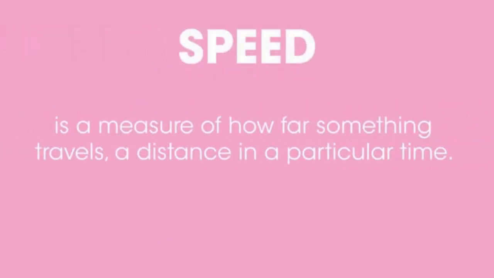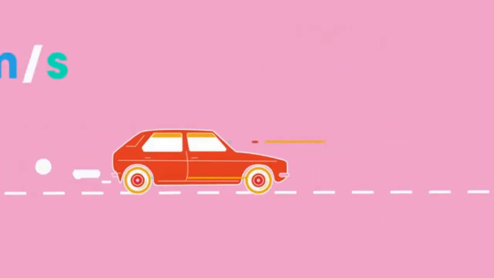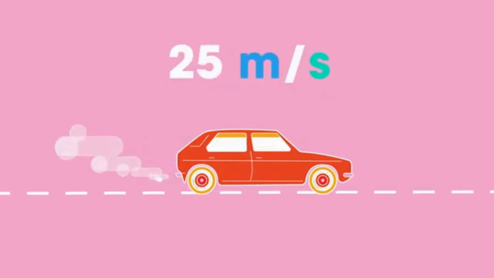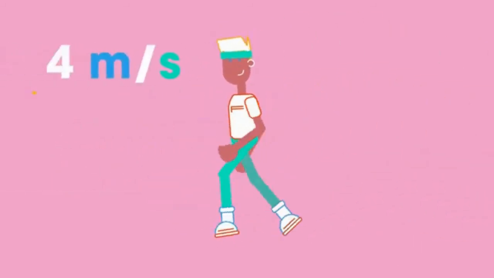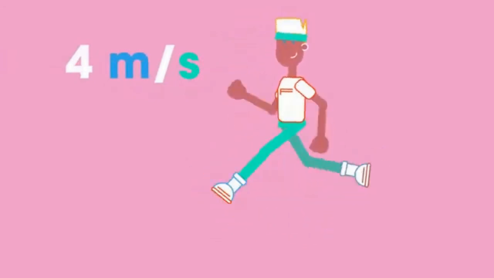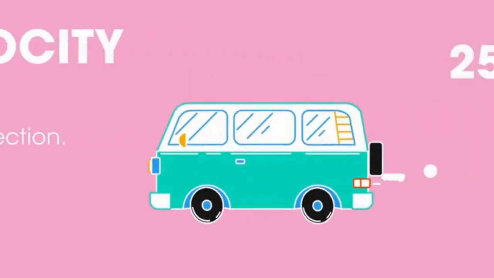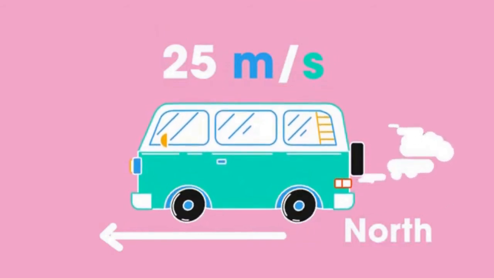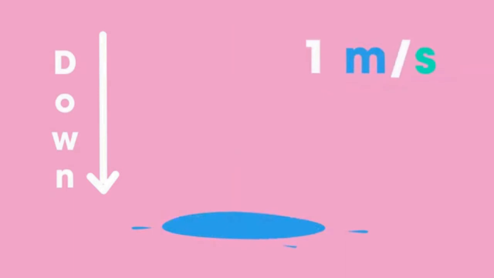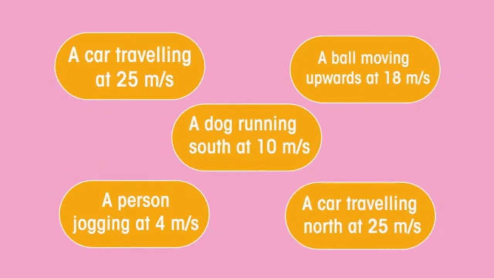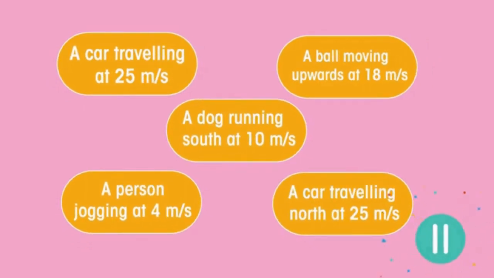Speed is a measure of how far something travels, a distance, in a particular time. For example, a car travelling at 25 meters per second or a person jogging at 4 meters per second are both measures of speed. Velocity is speed in a particular direction. For example, a van travelling north at 25 meters per second and a raindrop moving down at 1 meter per second. For each of these statements, decide whether they are a measure of speed or velocity. Pause the video while you think.